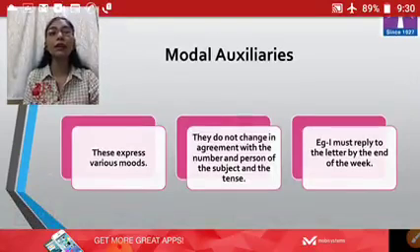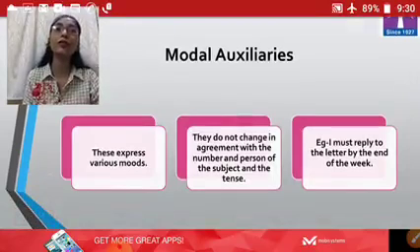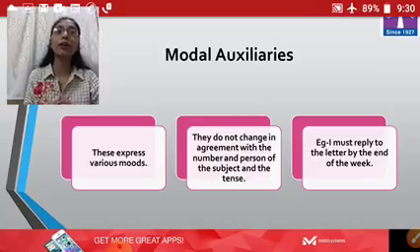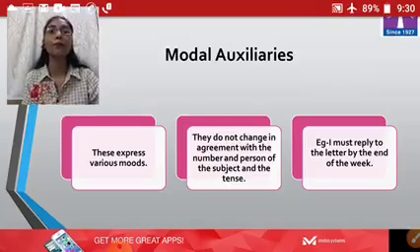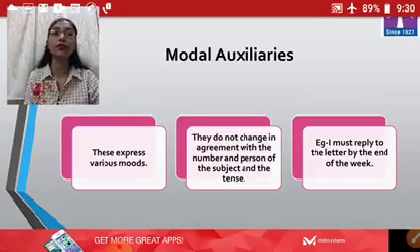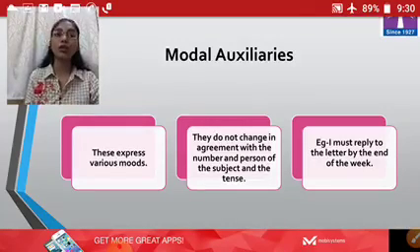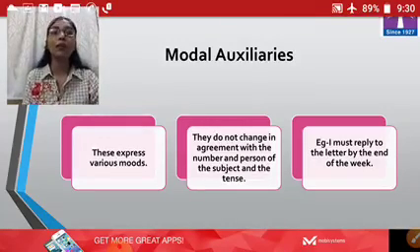Modal auxiliaries actually express various moods. It depends upon how the person speaks it. They do not change in agreement with the number and person of the subject and the tense. This was already informed, that modal auxiliaries do not change in agreement with the number and person of the subject and the tense. Even though you change the subject or the tense, they remain as they are.